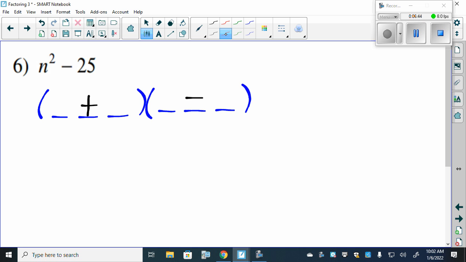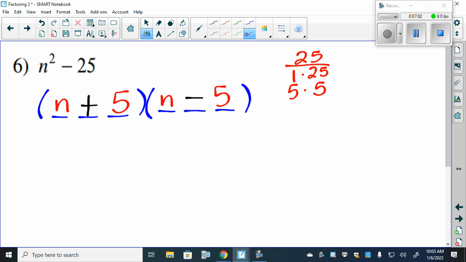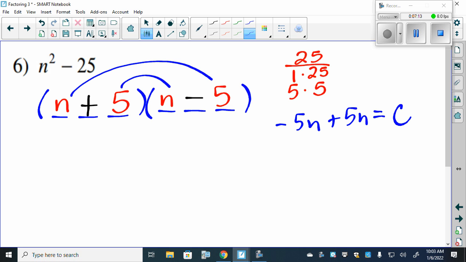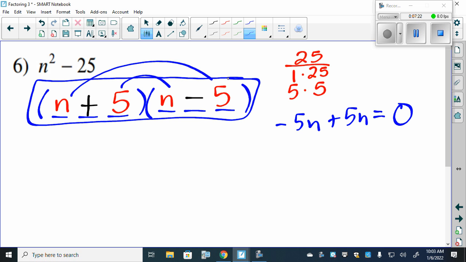Now the factors of the first term are n and n. If we look at the factors of 25, we would have 1 and 25, and 5 and 5. Which one would we want to use? 5 and 5. And if we check this here, 5 times n times negative 5 is negative 5n. 5 times n is plus 5n, and since we don't have a middle term, that's what we want. So this here would be the correct set of factors. Questions on this here?